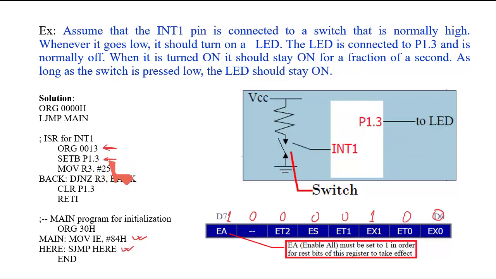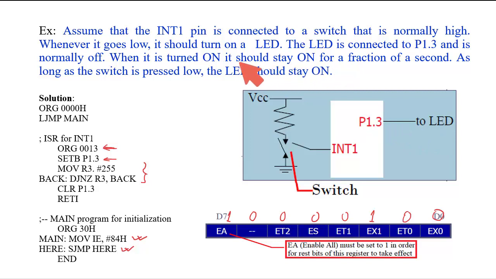So the LED will glow. The LED will remain glowing for a certain time, so we will just create a delay. We have created the delay by these two instructions. The register value has been taken as 255, this can be any value. Then DJNZ this register, back. R3 will be decremented with respect to the machine cycle, and until it becomes 0, it will remain at this instruction. So this is a delay. For this delay, the LED will be in the glowing condition.